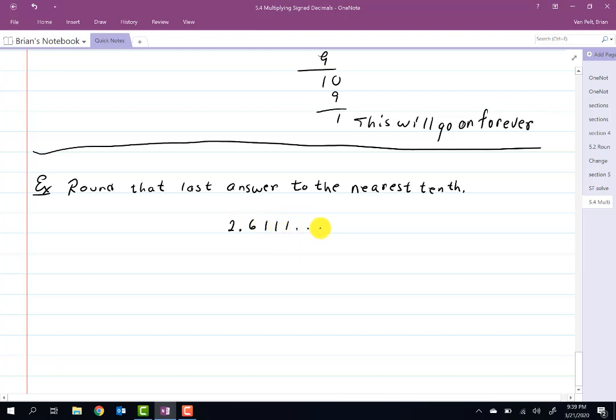It goes on forever. Remember, to round, we're looking at the tenth spot, so that's where the 6 is. And then we look at the number after it, and this number after it is less than 5, so round down. And we end up with just 2.6. I can't make that dot look good. Okay.